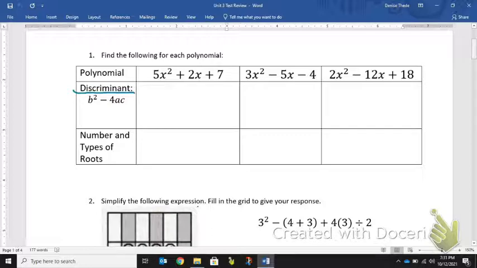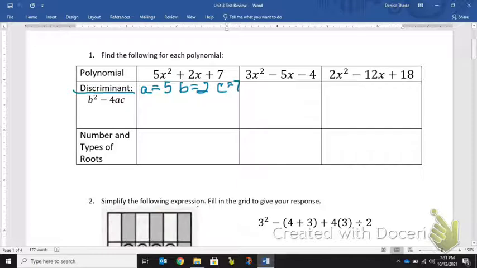So for this first one, there is no greatest common factor. We're not trying to factor. So actually, maybe I will try to factor in the last one. But I'm going to say there is no greatest common factor here. So A is equal to 5. B is equal to 2. C is equal to 7.